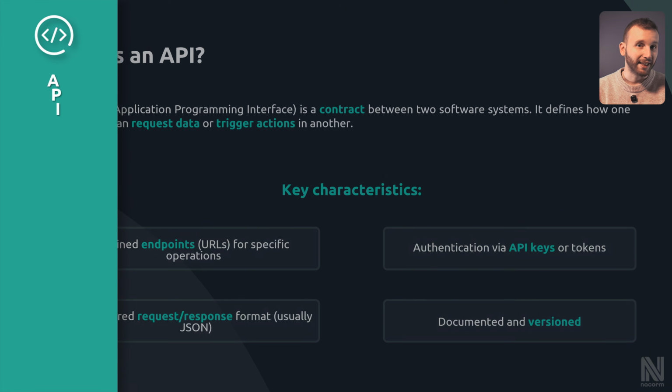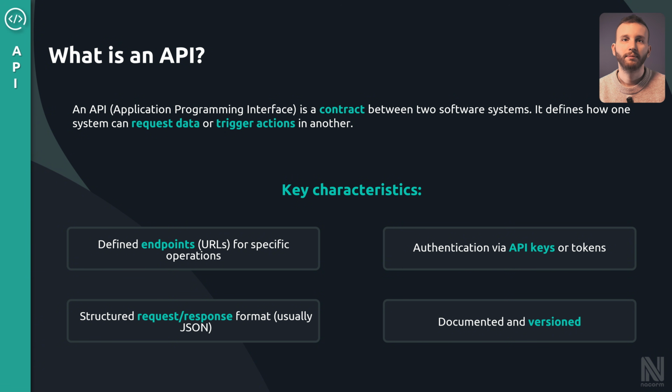So, what exactly is an API? An API, or Application Programming Interface, is a contract between two software systems. It defines how one system can request data or trigger actions in another. There are four key characteristics. First, define endpoints. These are URLs that identify specific resources. For example, a URL like /projects/123 points to a specific project.